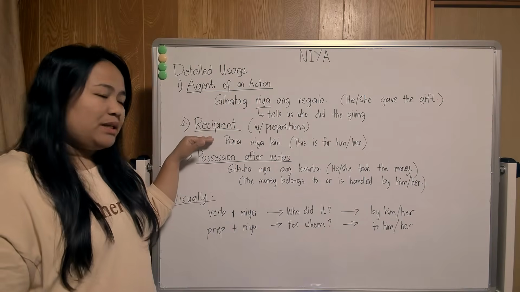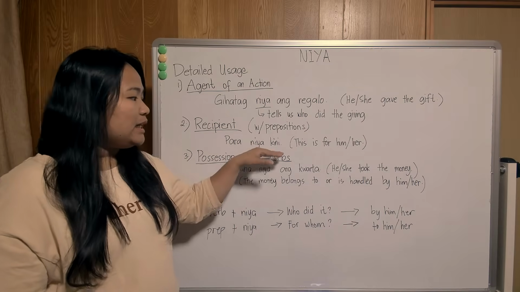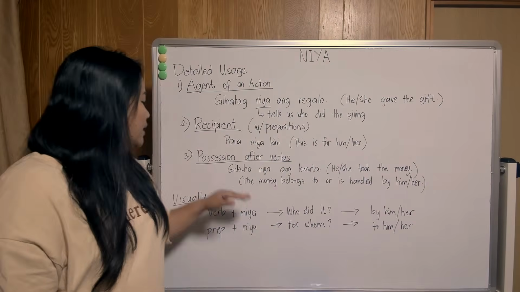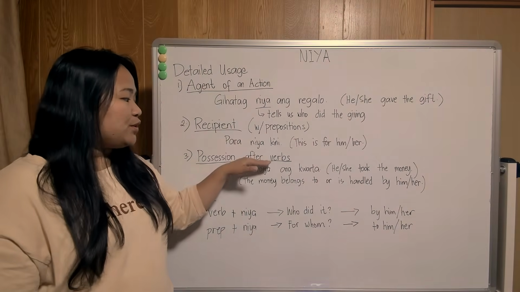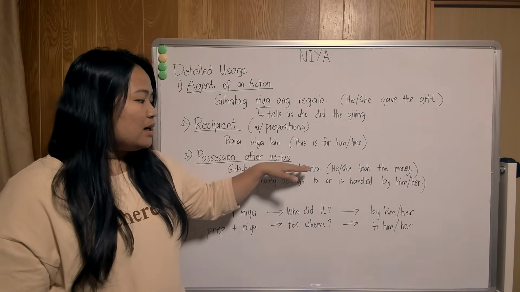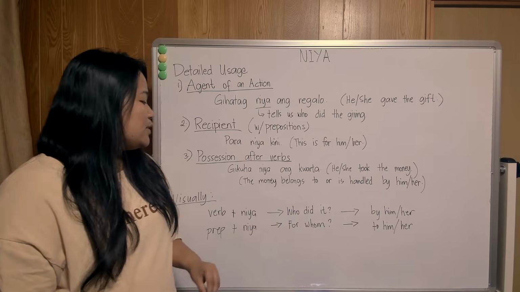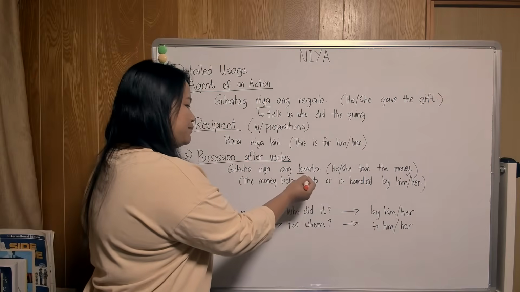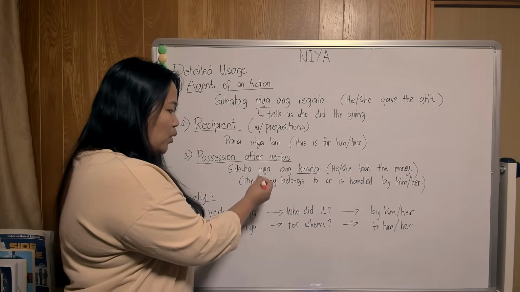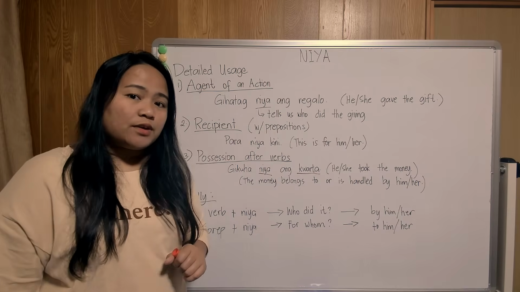Next is recipient. It means with prepositions. So for example, para niya kini. It means this is for him or her. And for the position, after verbs. So for example, gikuha niya ang kwarta. It means he or she took the money. So the money, or ang kwarta, belongs to or is handled by him or her, or niya. So that's a position after verbs.